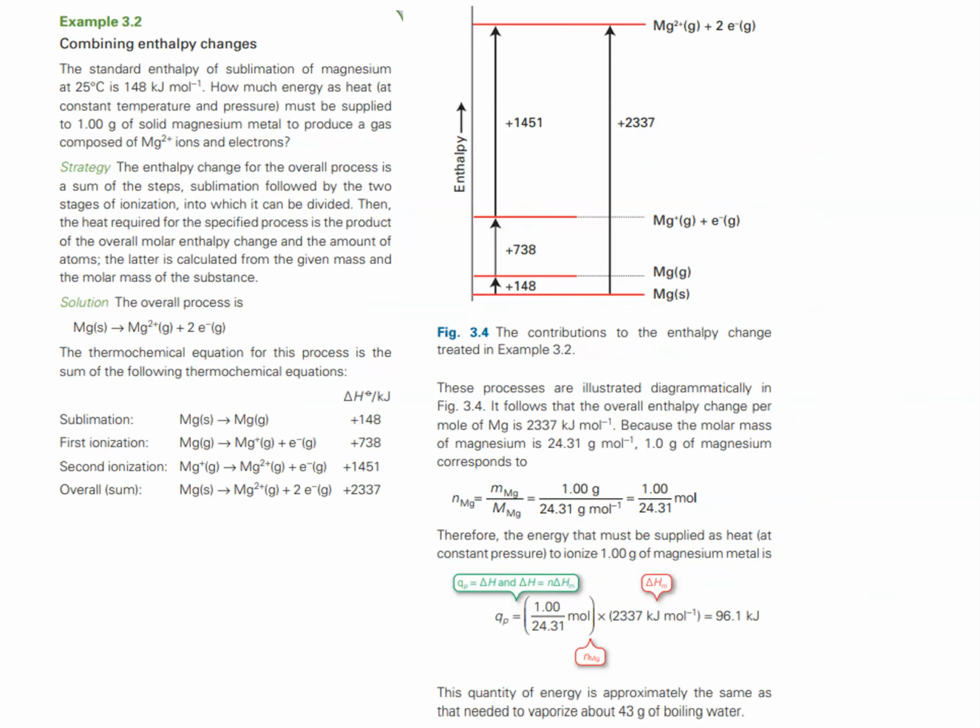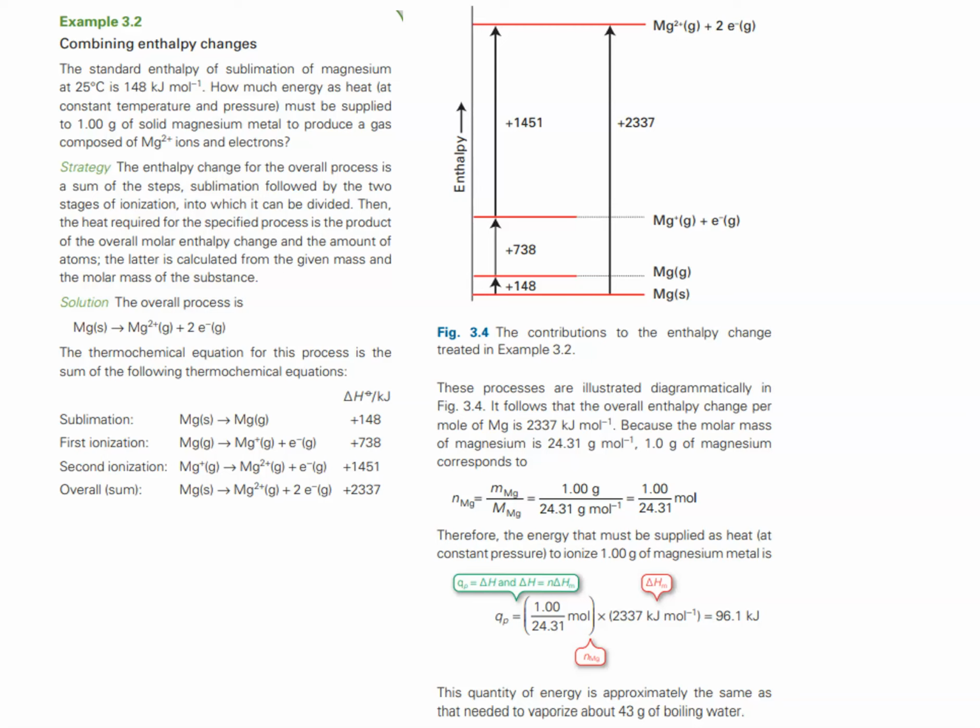So let's take a look at a nice example here, combining enthalpy changes. The standard enthalpy of sublimation of magnesium at 25 degrees Celsius is 148 kilojoules per mole. How much energy as heat at constant temperature and pressure must be supplied to 1 gram, or in this case 1.00 grams, of solid magnesium metal to produce a gas composed of magnesium 2 ions and electrons?